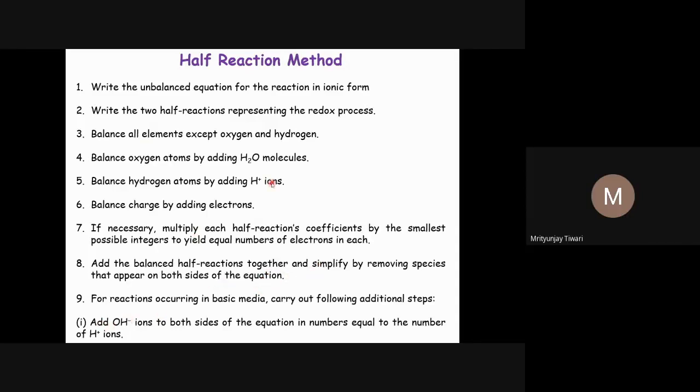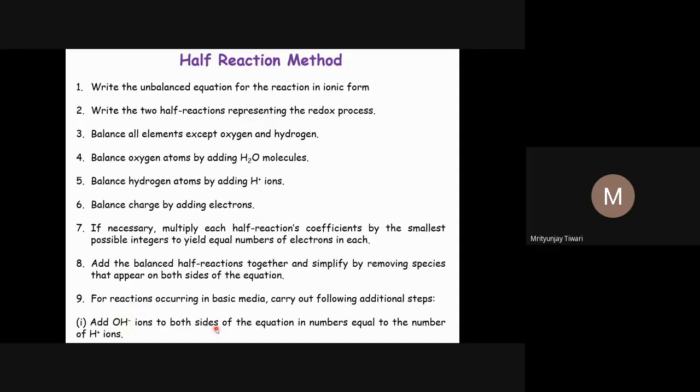However, as I said, at step number 5 for basic reactions, the reactions happening in basic solutions, we do something else. We don't add H plus ions. Why? Because we know in acidic solution H plus ions are in excess, while in basic solutions OH minus ions are in excess. So if OH minus ions are in excess, we should not add H plus ions. That is fundamentally wrong. So to balance hydrogen in those reactions, we add OH minus ions.